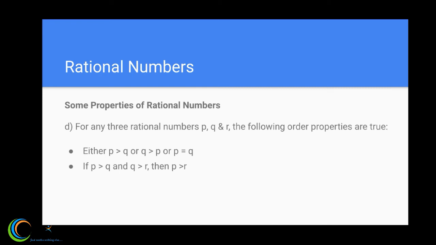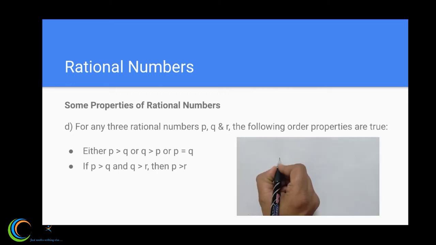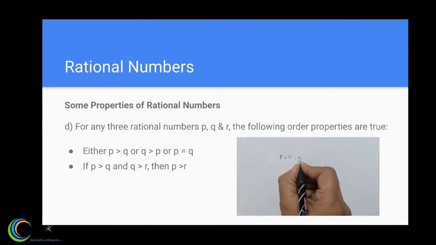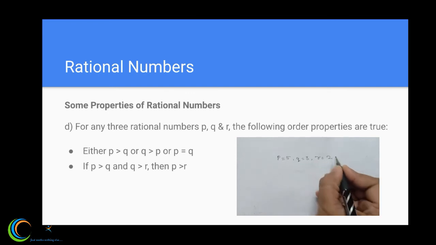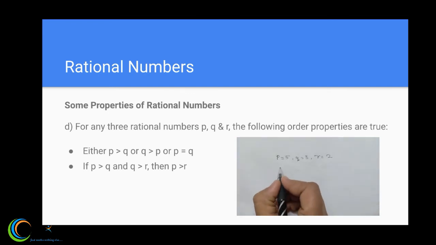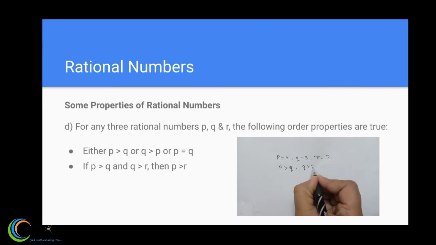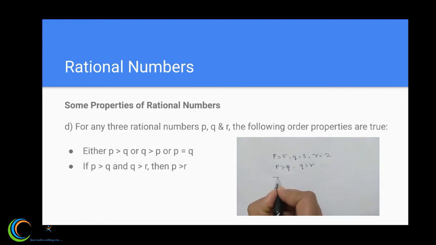Second one is, if p is greater than q and q is greater than r, then p is greater than r. So here let's take one example. If p is equal to 5, q is equal to 3 and r is equal to 2. Here numerically we can observe that p is greater than q and q is greater than r. Then we can state that p is also greater than r.